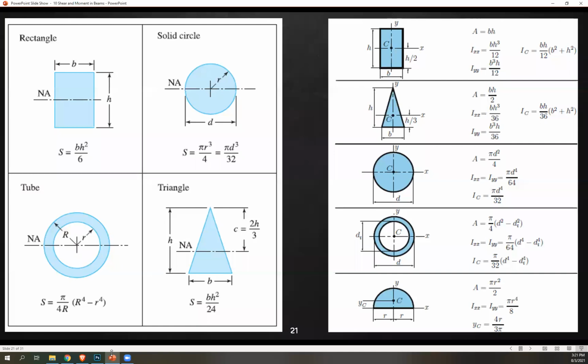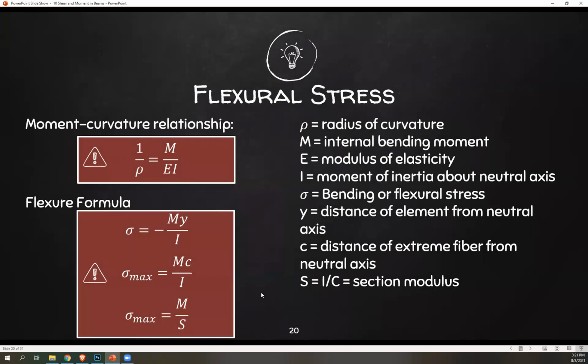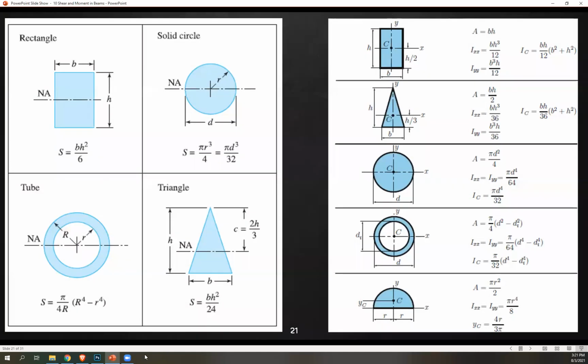So now these are the basic section modulus for different shapes. Again, section modulus is S used in sigma max equals M over S. So for a rectangle, S is bh squared over 6. For a solid circle, pi r cubed over 4 or pi d raised to 3 over 32. For a tube or ring, it's pi over 4 capital R for outer radius times outer radius raised to 4 minus the inner radius raised to 4. For a triangle, whether right or not, we have bh squared over 24.